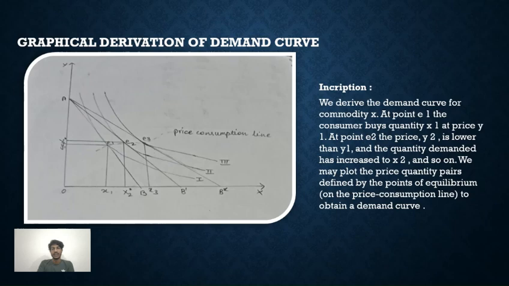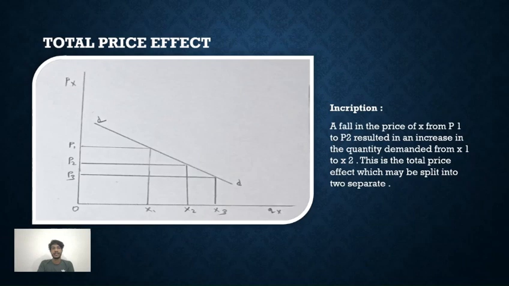Its description: we derive the demand curve for commodity X at point E1. The consumer buys quantity X1 at price Y1. At point E2, the price Y2 is lower than Y1 and the quantity demanded has increased to X2. And so on, we may plot the price-quantity pairs demanded, given by the points of equilibrium, to obtain a demand curve. Total price effect.